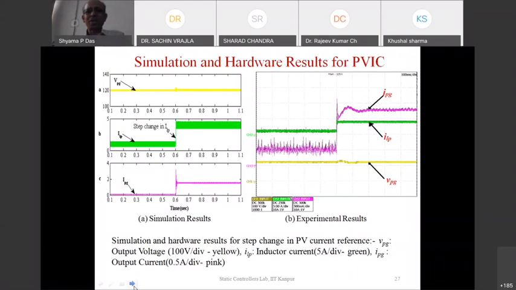And on the right hand side, we have the experimental result. This yellow one is the microgrid voltage, which is almost stable. And then the green one is the reference current, and the pink colored one is basically the actual current. Next slide, please.